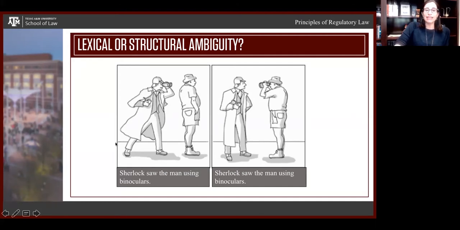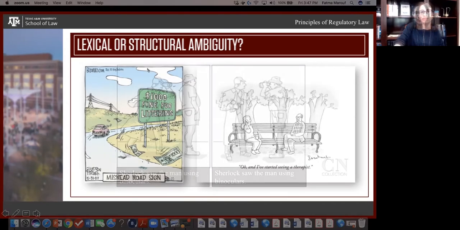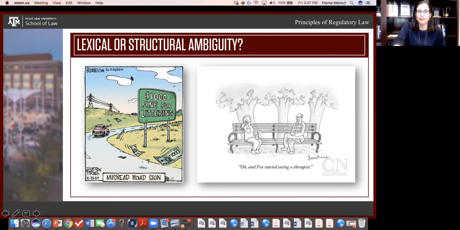So is this lexical or structural ambiguity? This would be structural ambiguity because it's the structure of the sentence, or the grammatical ambiguity of the sentence, that creates the ambiguity. It's not that any one word or phrase is ambiguous in terms of its meaning. Here are a couple more examples.